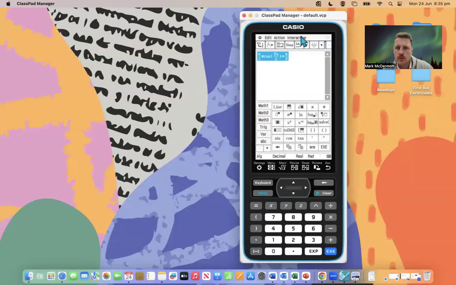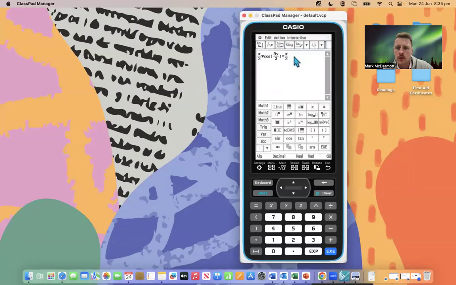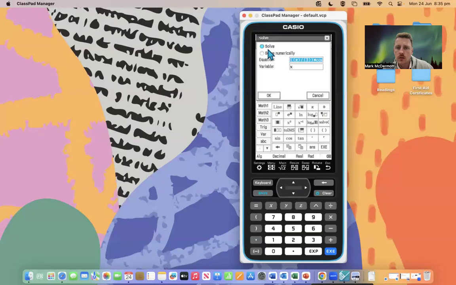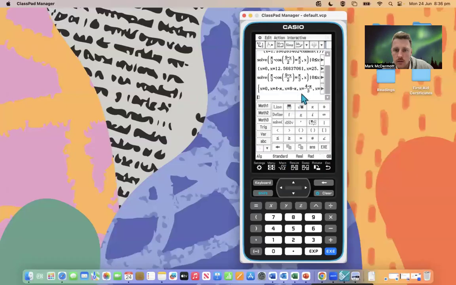So we're going to Interactive, Advanced, Solve. Let's solve that for x. It's going to give us a general solution, but what I want is this, and then I'm going to put the domain in. So I'm going to say it needs to be between 0 and 30, and press enter. Okay, and this is not trivial to count all these.